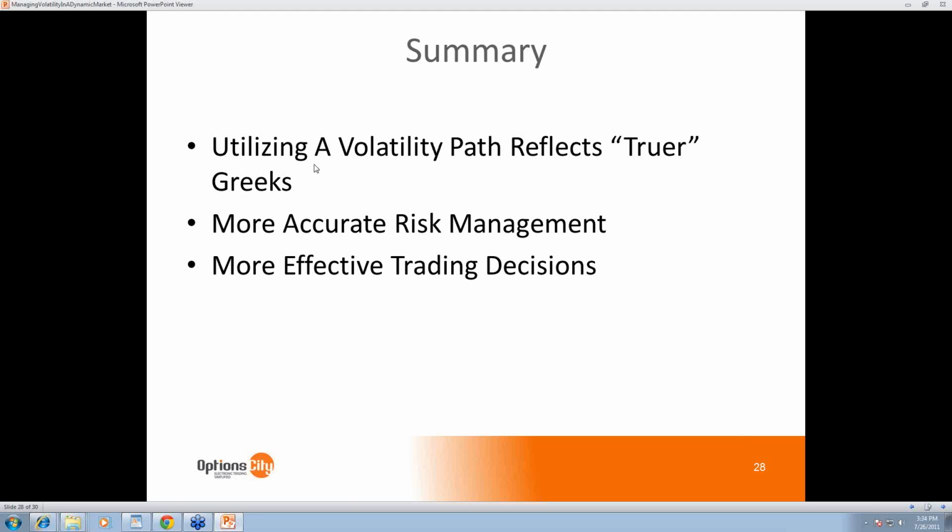To quickly summarize, using this volatility path reflects truer Greeks. It's going to give you more accurate risk management, and ultimately it's going to lead to more effective trading decisions.